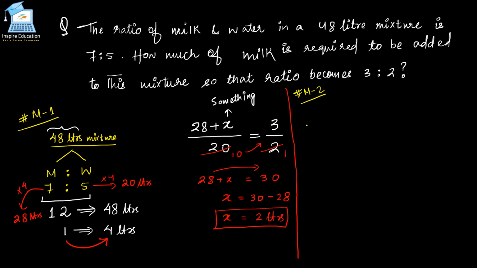Okay, so let us write this: milk, water. Initially the ratio is 7/5. Afterwards the ratio is 3/2. Now let me ask you one question. In this whole question, out of milk and water, which thing is changing and which is constant, not changing? What part is changing and what part is not changing? Water is not changing and milk is changing.